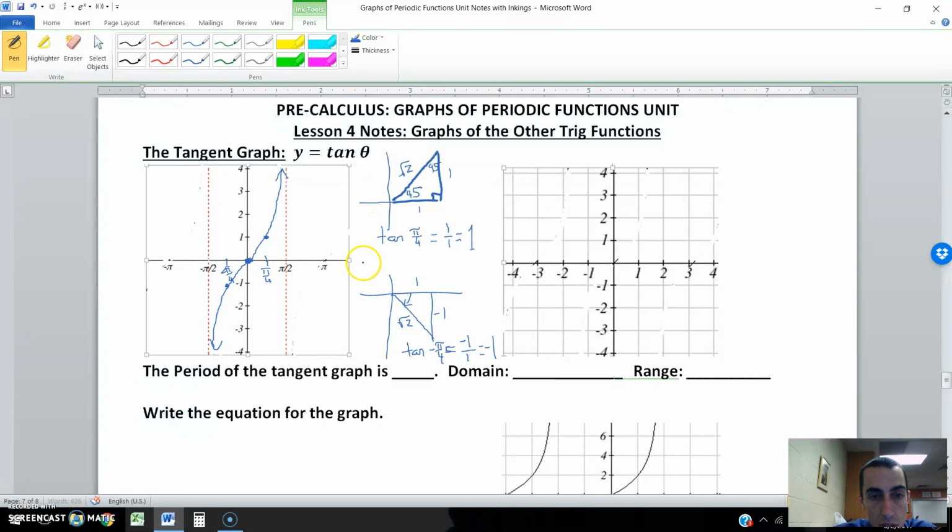So the same pattern holds, that if we go another pi radians over from our first asymptote, we're going to have another asymptote, which I'll put in red, even though Word is probably not going to like some of these dashes. You'll get the point. Same thing at negative 3 pi over 2. We have another asymptote there.